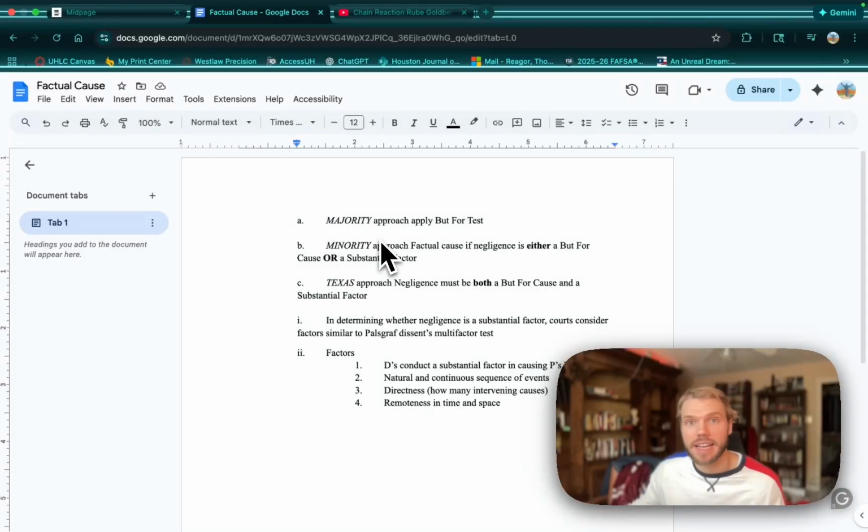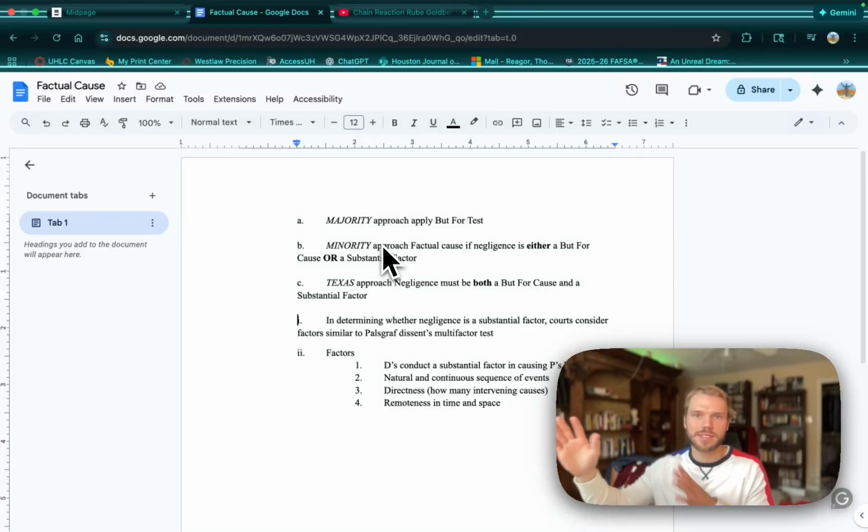Now, Palsgraf, as we all remember, is the case in which someone is attempting to board a train and then the guardsmen for the railroad company push the person into the train, pull them into the train, they drop a box full of fireworks, it goes under the wheel, explodes, knocks over a weight or a balance, something on the train platform, and it falls on Miss Palsgraf, who is now the plaintiff.